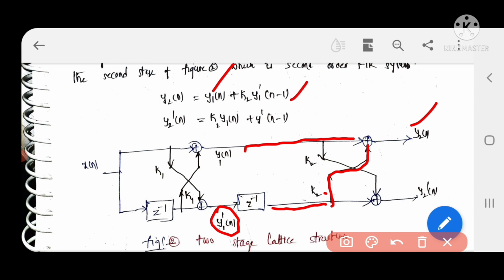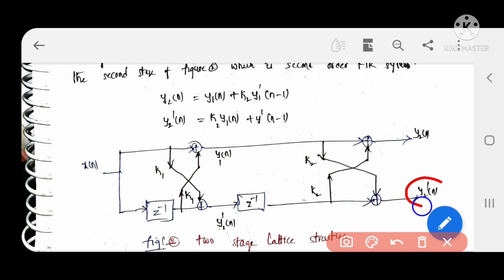So that is the first output. Second, y2 of n is nothing but the below output. So what are the possibilities for getting the output of y2 dash of n? One is in this direction, that is k2 into y1, so k2 into y1 of n, the first one. Second one is that y dash of n is directly added to this one, therefore y1 dash of n minus 1. So this is the output for the second stage.